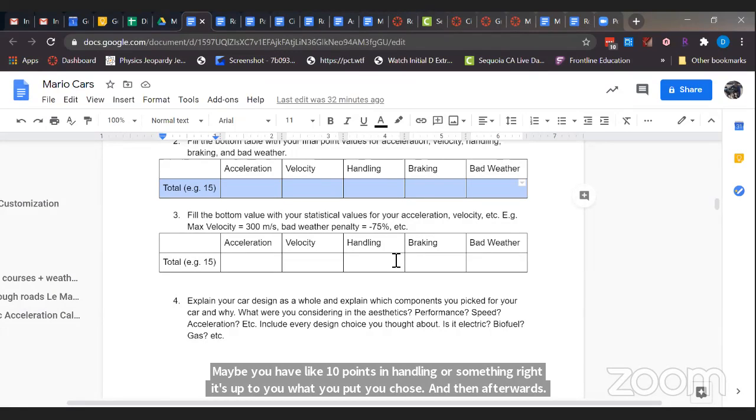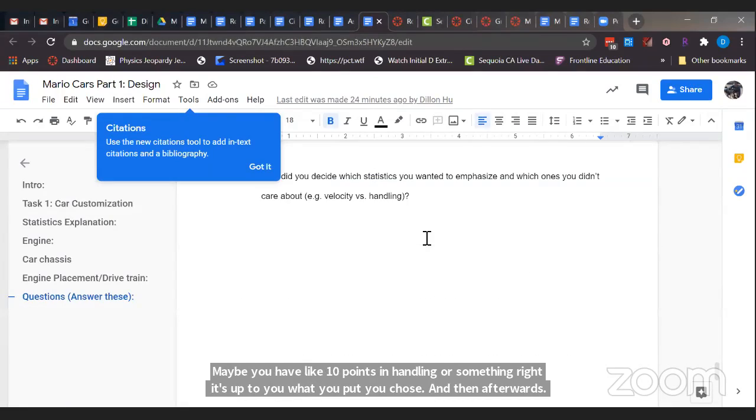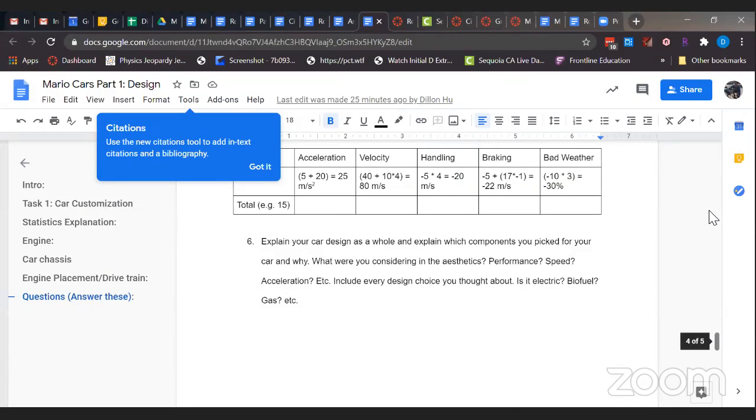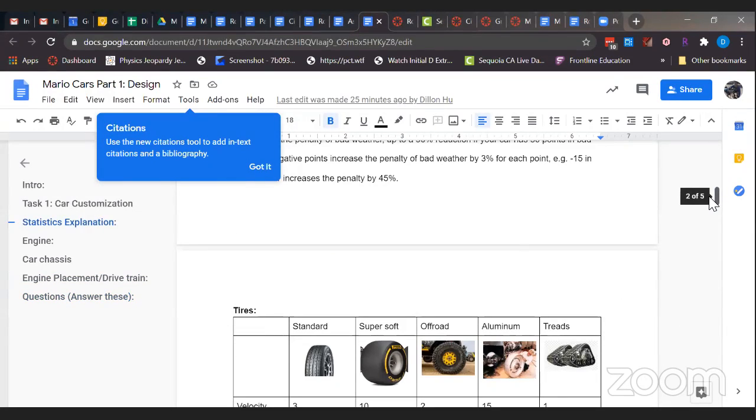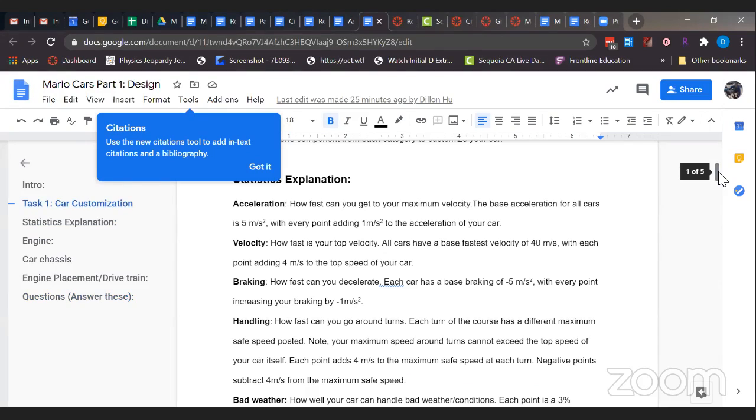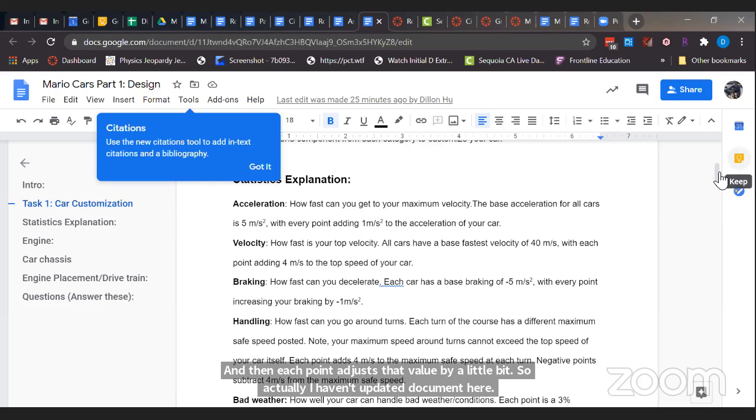So actually, I have an updated document here. Okay, so in here, acceleration is how fast your car can get up to its maximum velocity. The base acceleration for our cars is 5 meters per second squared, which means that every second your car speeds up by 5 meters per second. And each point you have in acceleration adds 1 meter per second squared to the acceleration of your car.